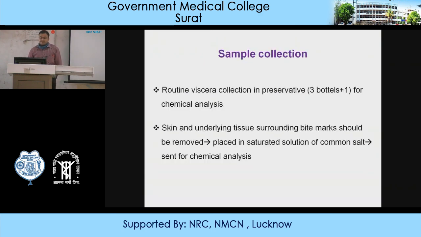Now sample collection. Routine viscera collection in preservative, 3 bottles, plus for chemical analysis if you are not sure whether it is snake venom poisoning or not. Otherwise nowadays no viscera is required. In clear-cut snake venom poisoning having a fang mark on local examination, you find hemorrhages and necrosis of the bitten area in a dead body. Skin and underlying tissue surrounding the bite marks should be removed and placed in saturated solution of common salt for chemical analysis.